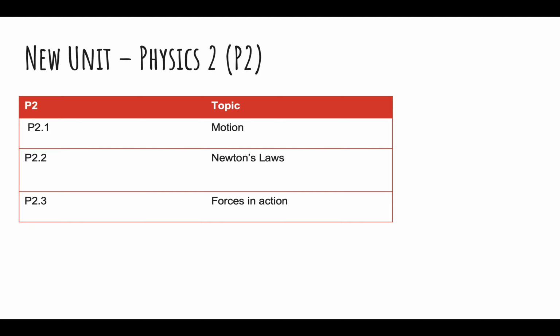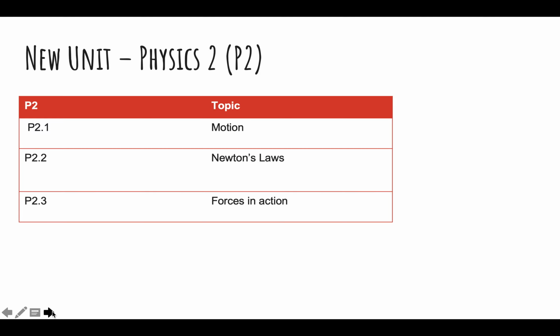Right, so as mentioned previously, this is a new unit. This is Physics 2 or P2, and it's made up of a couple of different subunits. You've got P2.1 motion, so movement, how objects move through space and the atmosphere around us. You've got P2.2, which are Newton's laws. There are 3 of them, and you will see them in action all around you on a daily basis, which leads nicely to the last one, which is forces in action. This is a unit we will be covering.